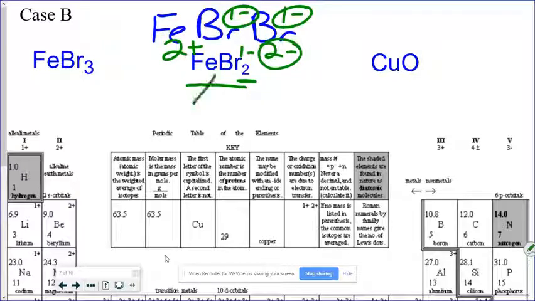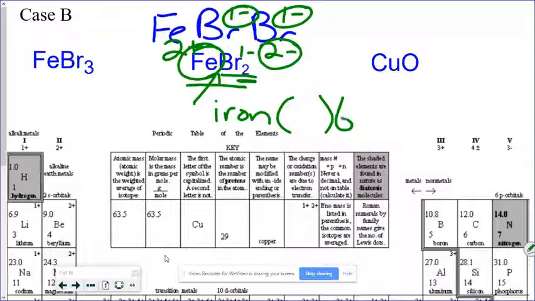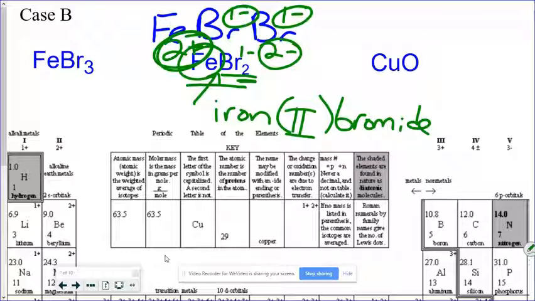There's only one Fe, so that Fe takes on the entire 2 positive charge. So starting from scratch, I would name the metal, so iron. Iron's got multiple charges in its box, so I put a parentheses. I name Br as an ion, so that's bromide. And we've determined that the charge on the Fe is a 2 positive, so this is iron 2 bromide.